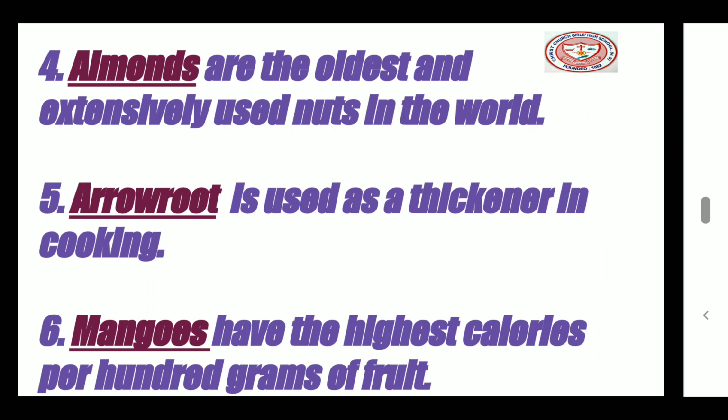Number 4. Almonds are the oldest and most extensively used nuts in the world. Number 5. Arrowroot is used as a thickener in cooking. Number 6. Mangoes have the highest calories per 100 grams of fruit.